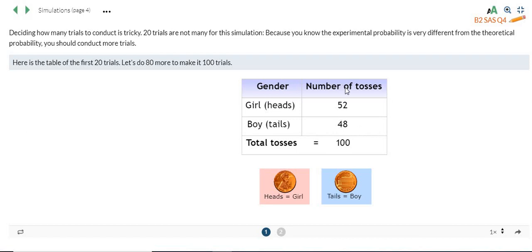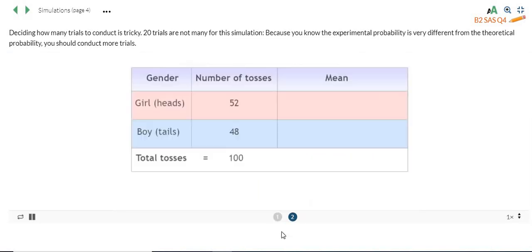Alright, so we got 52 times it landed on heads, which represented girls, 48 times on tails, which represented boys. Is this closer to my 50-50 theoretical probability? Yes, it is. Okay. Still not writing any of this down yet.